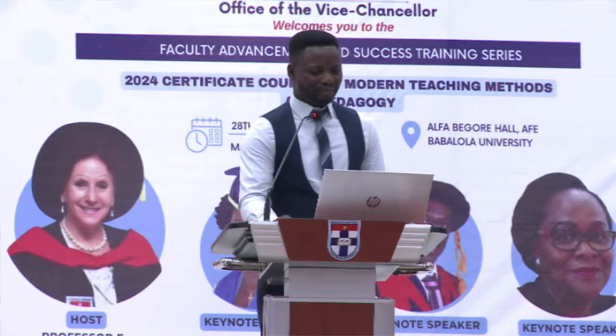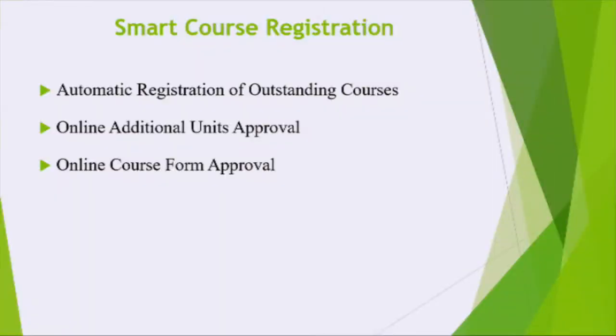And we also have the additional units approval too. For students, the maximum units approved is 32, and anyone that wants to go above that has to apply for additional units, and we have a digital way of doing that seamlessly. I've talked about the course form approval and the automatic registration of outstanding courses. So that's the summary of the smart course form.